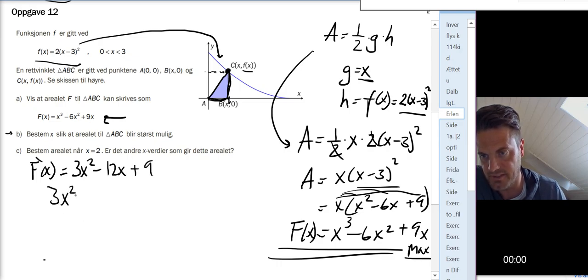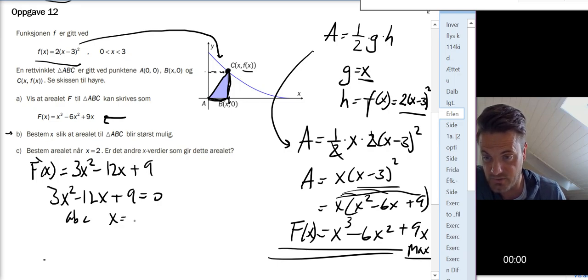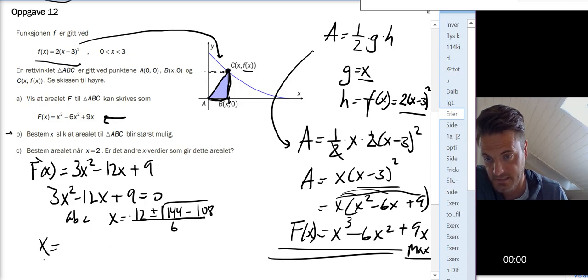And then we put the derivative equal to 0. And we can use the ABC formula, and we get x equals something. Let's see here. If you use the ABC formula, we get 12 plus minus the square root of 12 squared minus 4 times 3 times 9. You have a calculator even on part 1 here. That is 108, I think. So it's 36 under the square root sign. So this will be x equals 1 and x equals 3.